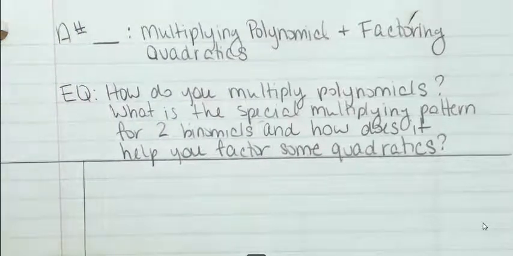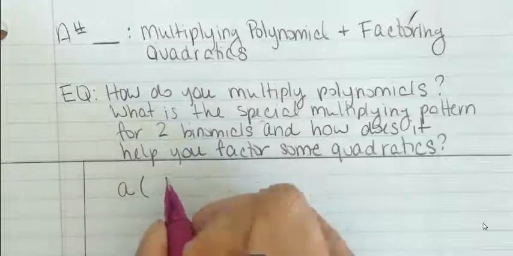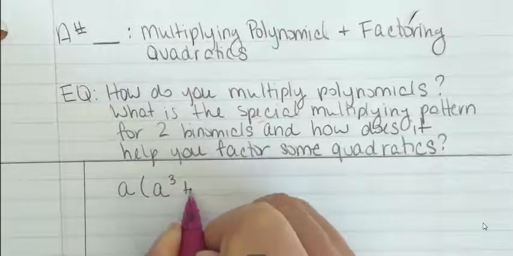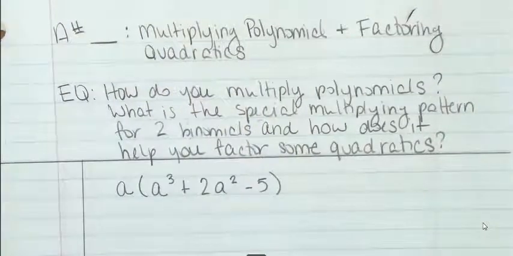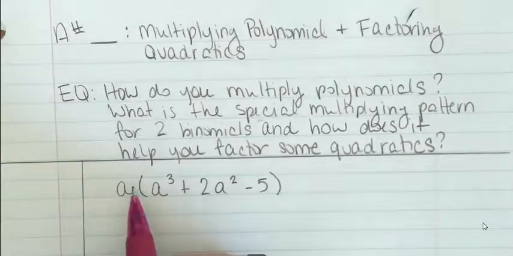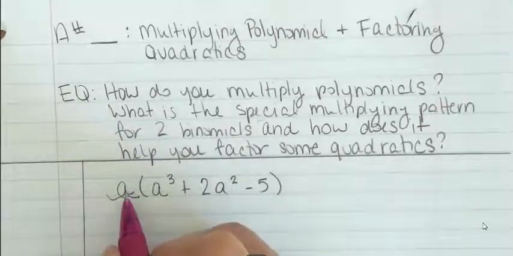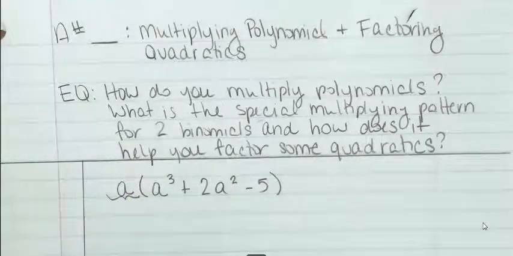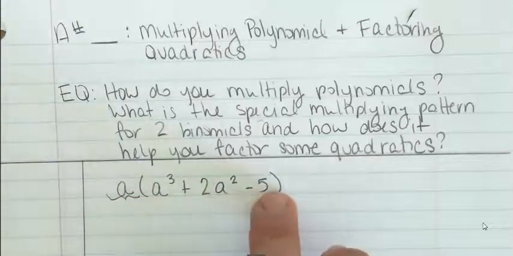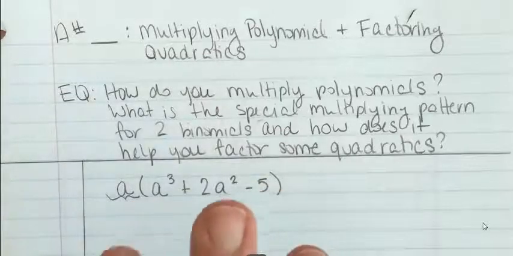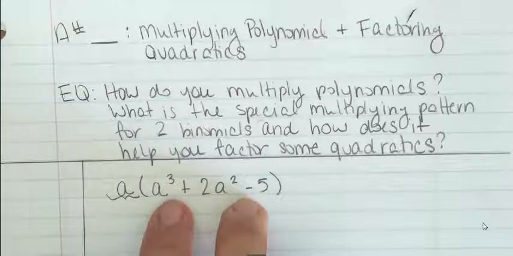All right, so let's review some multiplying and some vocabulary here. I'm going to multiply a into the quantity a cubed plus 2a squared minus 5. So what I have right here is two things being multiplied. If we're multiplying two things together, those are called factors. So the two factors I have are a and the a cubed plus 2a squared minus 5. That's another factor because they're being multiplied.